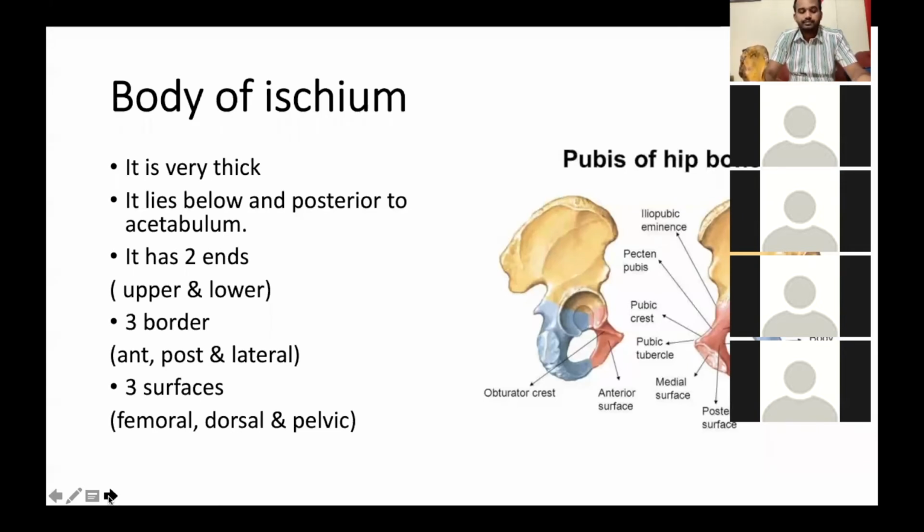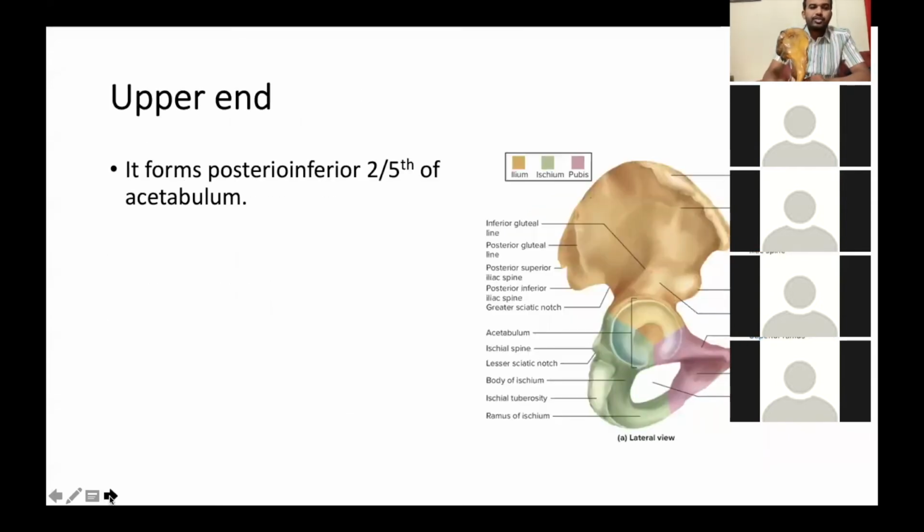Is it clear? Coming to the ends, the upper end of the ischium is forming 2/5 of the acetabulum. You see here this green color structure, this entire green thing is ischium. So is the upper end contributing to form the acetabulum or not? Yes. The upper end of the ischium is contributing about 2/5 of the acetabular fossa.